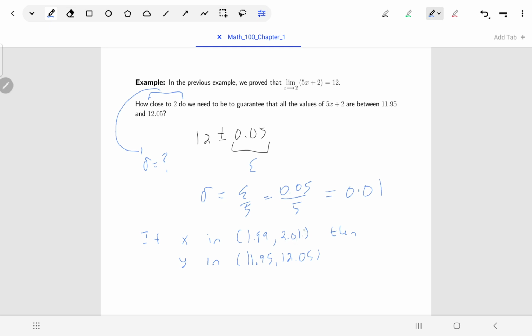So if you wanted to do this again and say, I want all my y values to be between 11.9995 and 12.0005, so making epsilon even smaller, well, you'll just choose an even smaller delta. So if we're even closer to 2, then the y values would be even closer to 12.